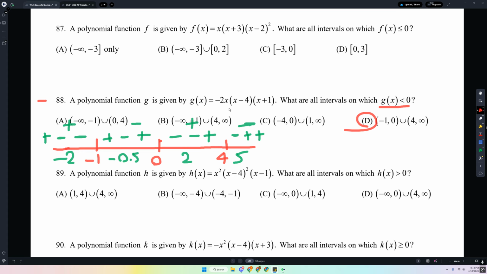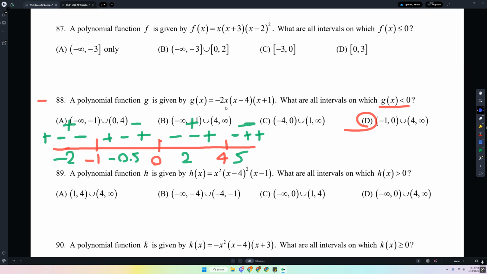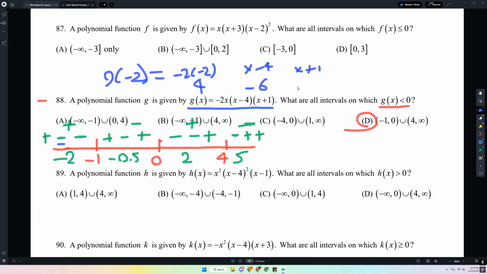Are you getting these positive and negative signs? I'm pretty much plugging them into our original function. So we plugged in negative 2. We'll do it up here. G of negative 2. Our first one would be negative 2 times negative 2, which is 4. So that's positive. Our next one, x minus 4, we would plug in negative 2. We would get negative 6. So we would keep our negative sign. And then x plus 1, we would plug in negative 2, and we would get negative 1. So it's negative.